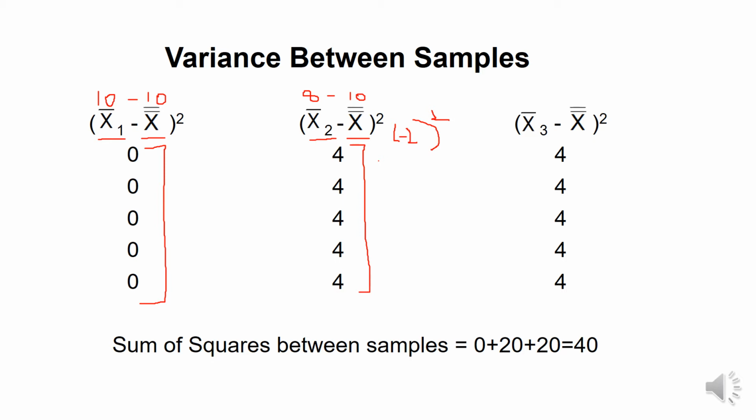In the third case, the mean for variable 3 was 12 and the grand mean was 10. So if you subtract 12 minus 10, you will get a value equivalent to 2 and the square of 2 is equal to 4. So for all the values in variable x3, you get a value equivalent to 4. Now the sum of squares between samples is the addition of values for variable 1, that is 0, and for variable 2, that is 20, and for variable 3, that is 20. So it will amount to a value equivalent to 40.